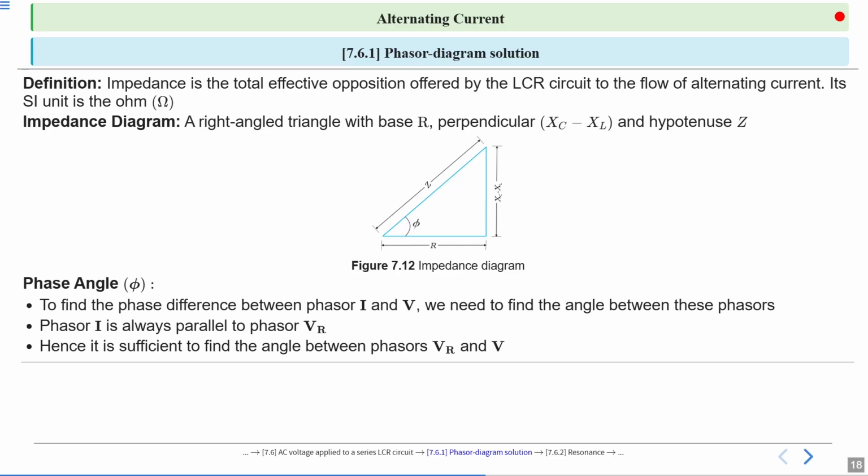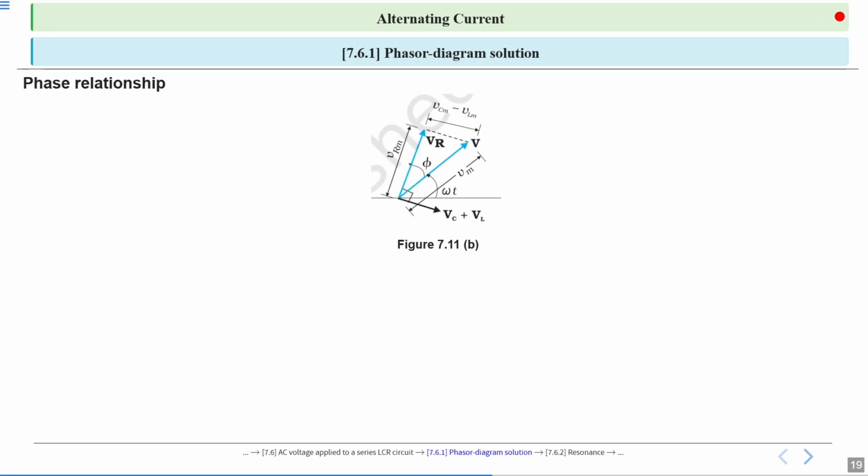Phasor I is always parallel to phasor VR. Hence, it is sufficient to find the angle between phasor VR and V. This is along phasor VR, and this hypotenuse is along phasor V. So this is angle phi, and we can find phi now. This is VC minus VL, this is VR, and this is V. V is along the hypotenuse, VR is the base, and VC minus VL is perpendicular.